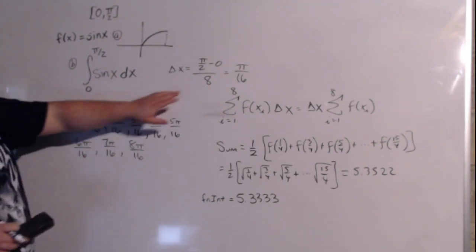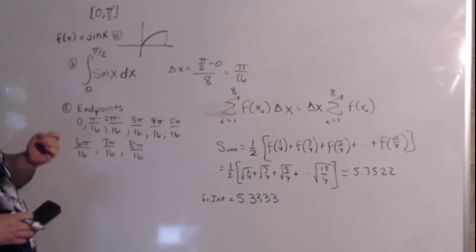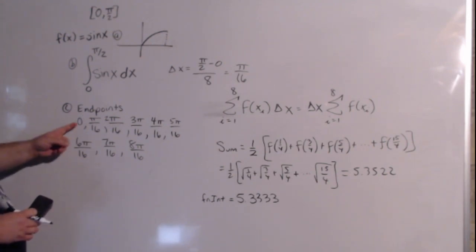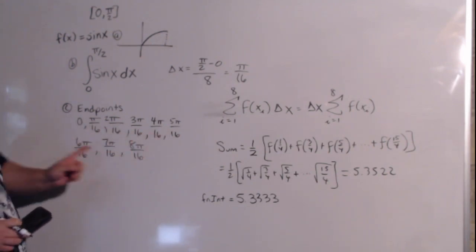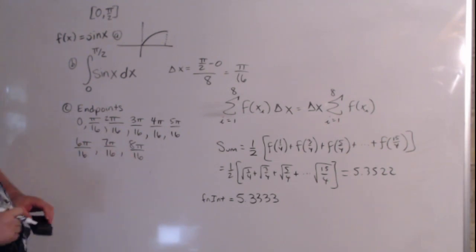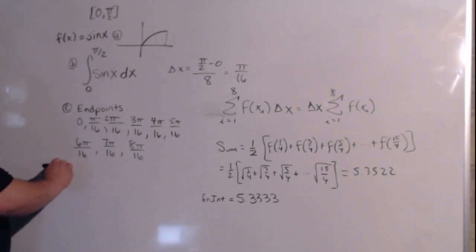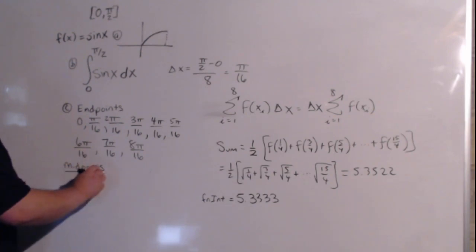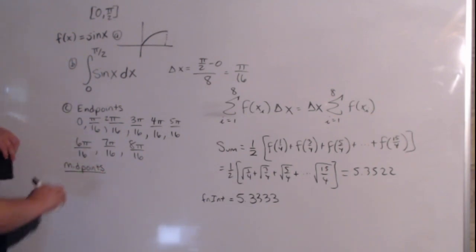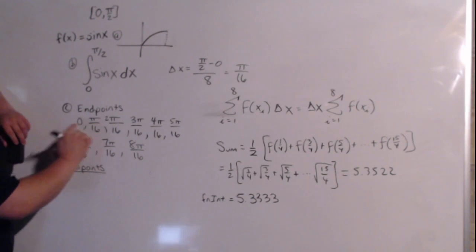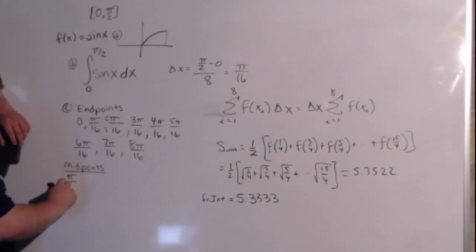Or if there were 8 rectangles, then I need a total of 9 endpoints. So 1, 2, 3, 4, 5, 6, 7, 8, 9. Now to find the midpoints, which is going to be our most accurate, that has to be between two of these endpoints. So what is half of pi over 16? Well, that's pi over 32.